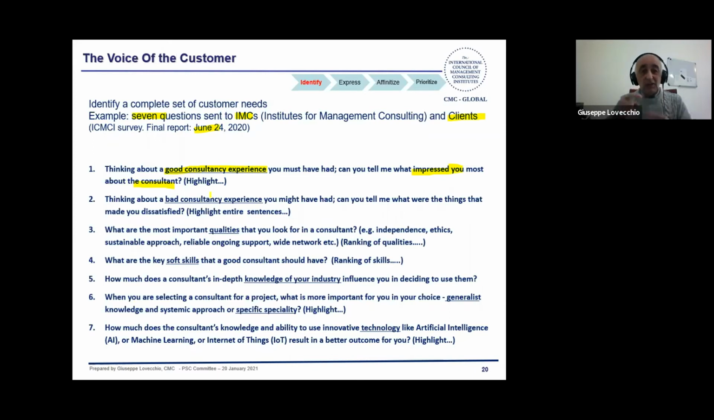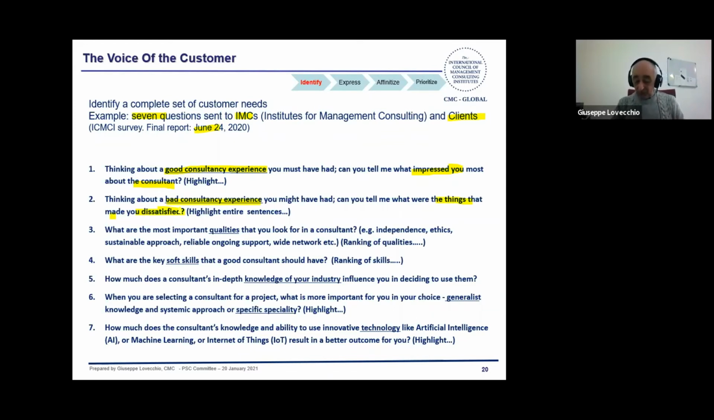The second is exactly the contrary. Bad consultancy experience you might have had, dear customer. Can you tell me what were the things that made you dissatisfied? So, the contrary. The third question: what are the most important qualities that you look for in a consultant?